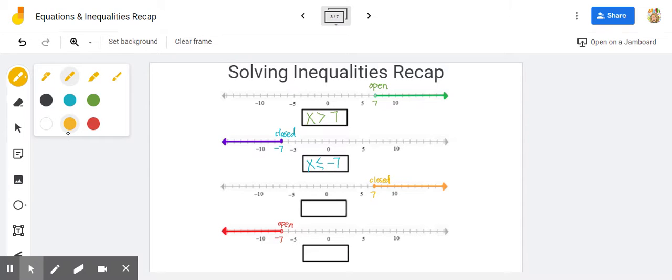In the yellow graph, I'm closed and I am pointing to the right of 7. So pointing to the right and I'm closed means I need that underline. There we go. And the last one here, guys, is an open dot. And from negative 7, we are moving to the left. That's shaded. So we're going to point to the left or less than to create that inequality.